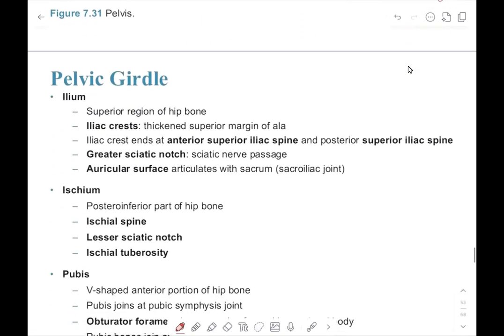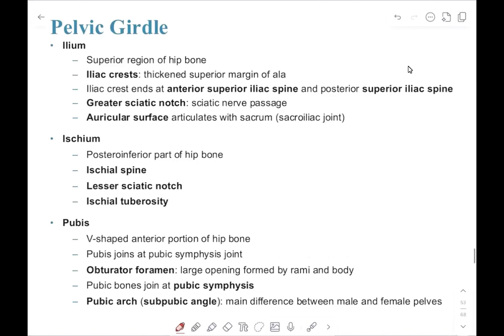So let's look at the three bones of the pelvic girdle. The ilium is the superior region of the hip bone, and it has the iliac crests. If you start with your hands on your hips and move anteriorly to where you feel a point, that point is called the anterior superior iliac spine. And if you move your hand backwards to where you feel another point, that's the PSIS, the posterior superior iliac spine.